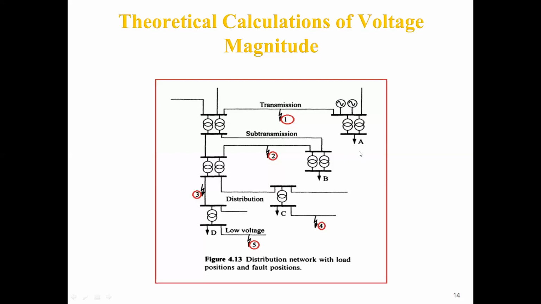Let us move to the fault at the subtransmission level. That means at position 2. So this will not cause much drop for customer A. The impedance of the transformer between the transmission and subtransmission systems is large enough to considerably limit the voltage drop at the high voltage side. This is the high voltage side, isn't it? This is the high voltage and this is low voltage.